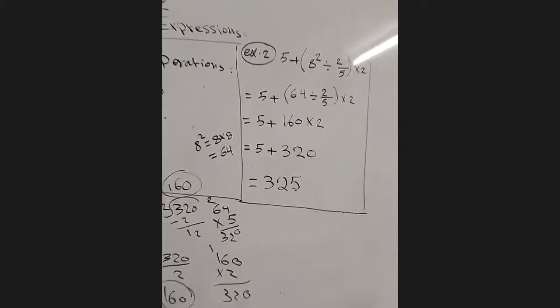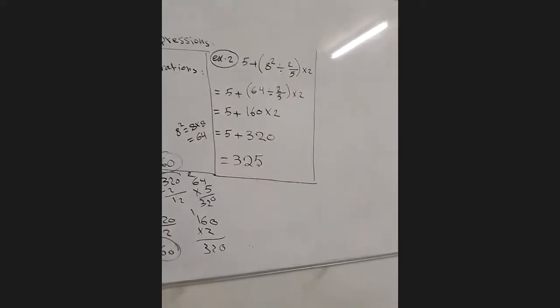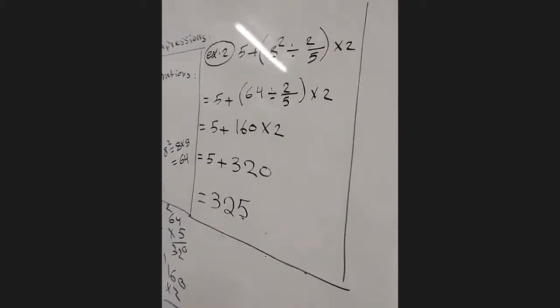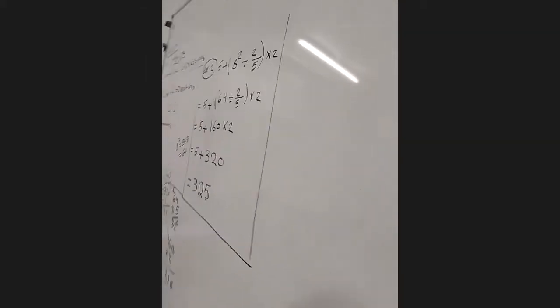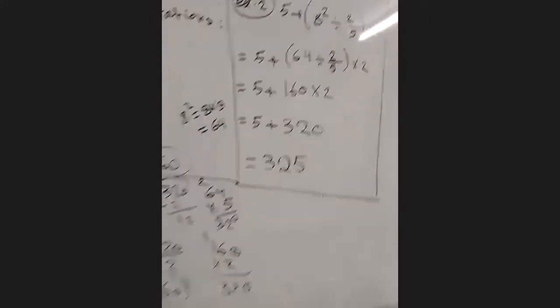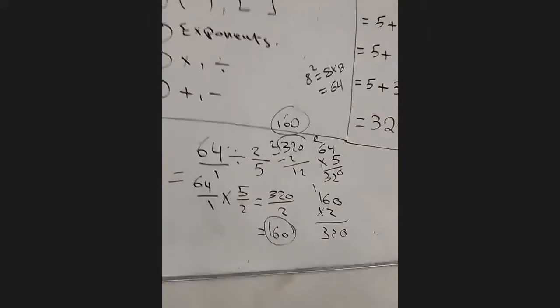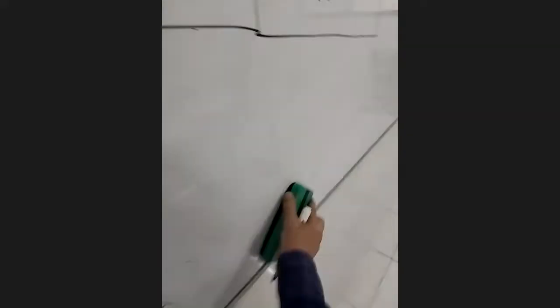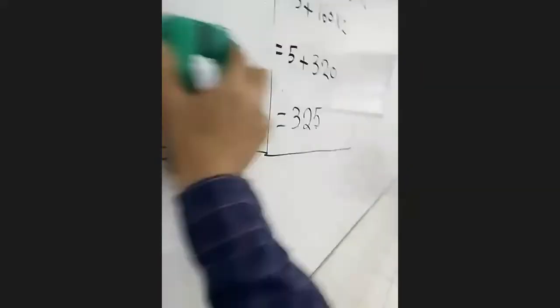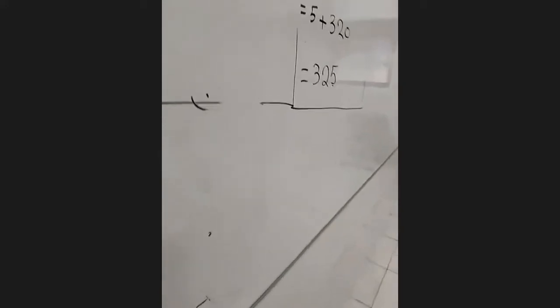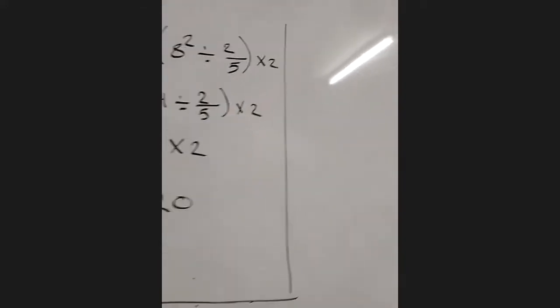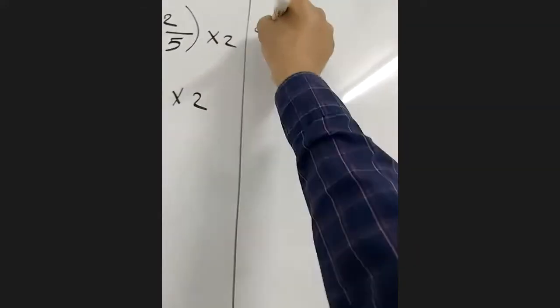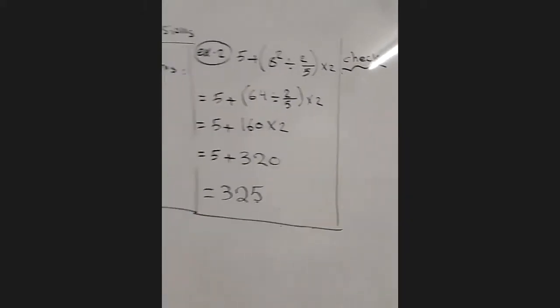This is how we do example 2, guys. Example 2, the answer of it is 325. Now after I finish, I don't need all of these calculations. Now we have check. Under this example, guys, we have check. Let's do the check together.